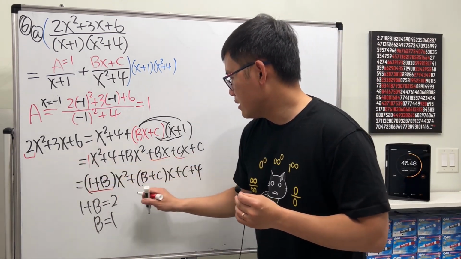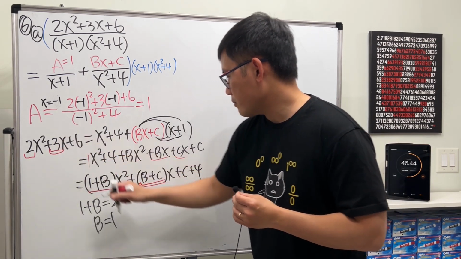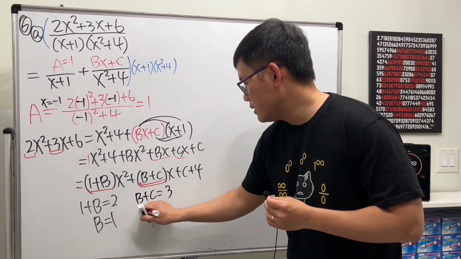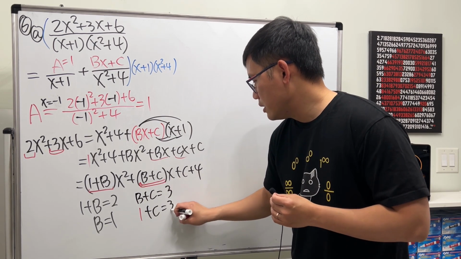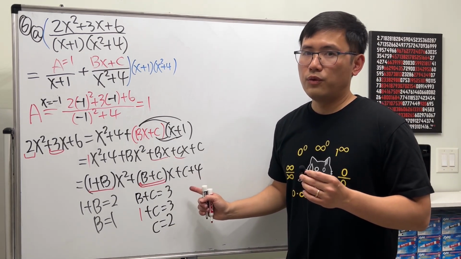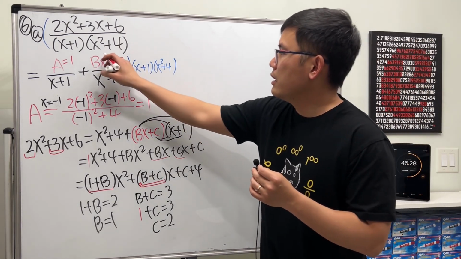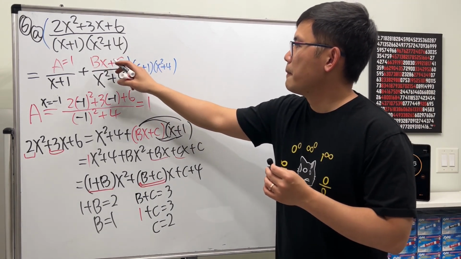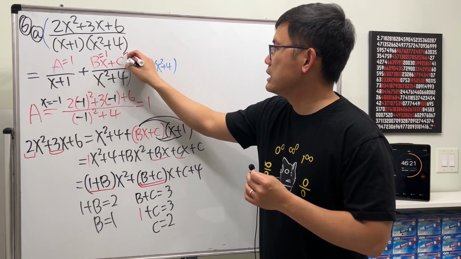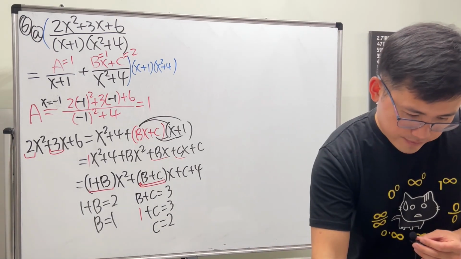All right, and then right here, this must be equal to that. So b plus c equals 3, and we know b is 1 already. Therefore, c equals 2. And final check, if you put 2 right here, 2 plus 4 is indeed equal to 6. So yeah, I'll just put a is 1, b is 1, c is equal to 2. That's the answer for that.